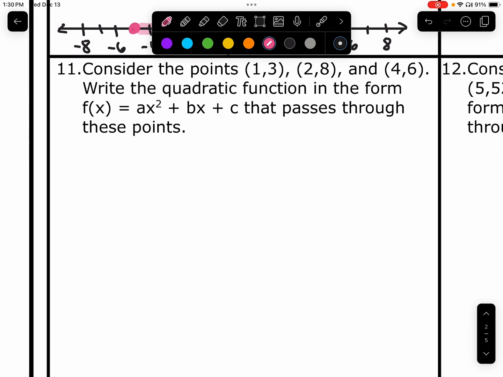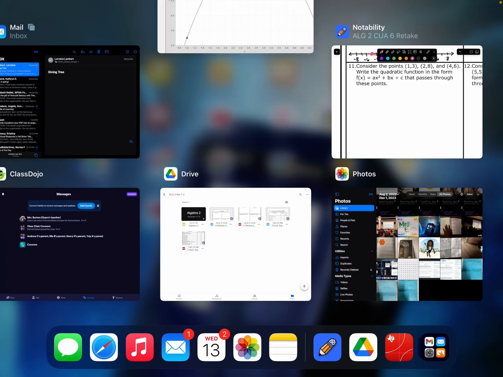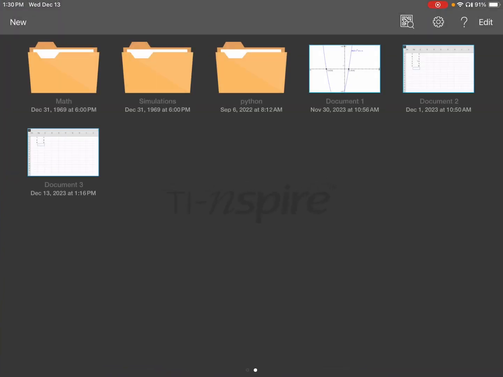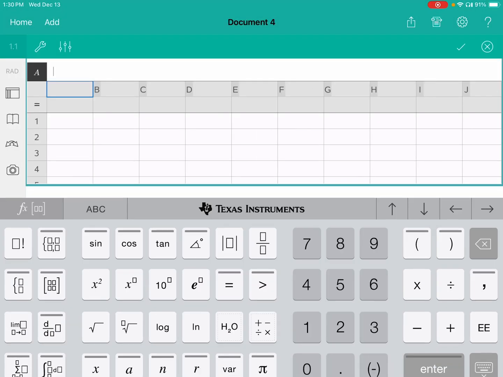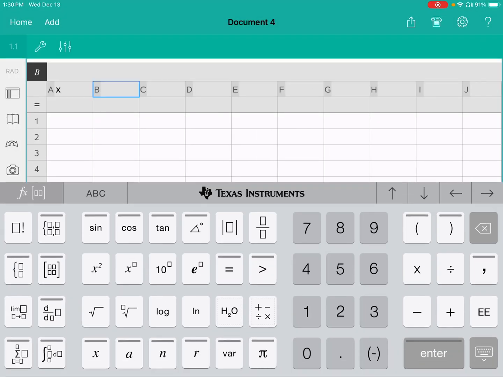All right, we're going to consider these points, and we're going to find the regression equation. Sorry, I had a brain fart. All right, so let's go to here. We're going to start a new list. Okay, we'll put an X, and we're going to put a Y.